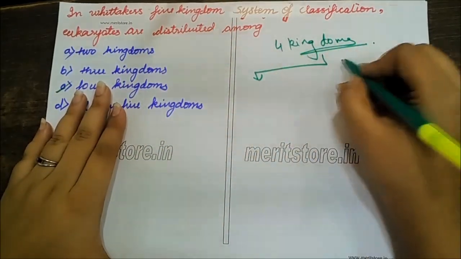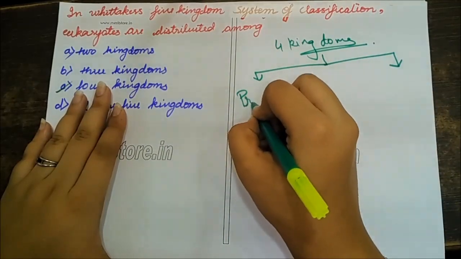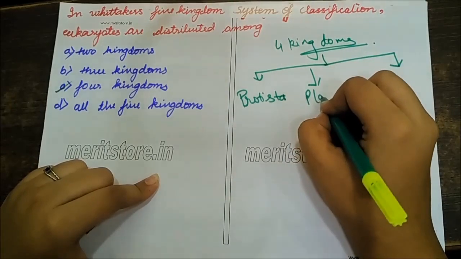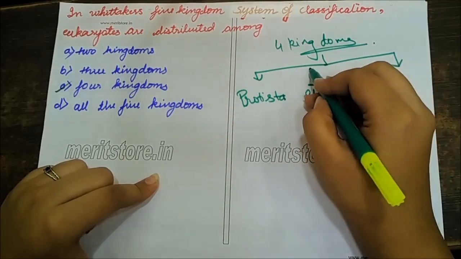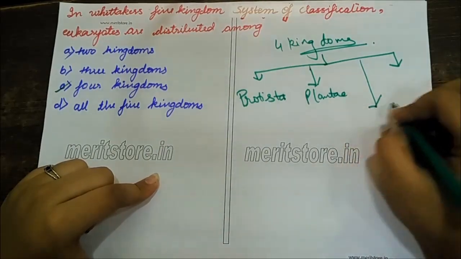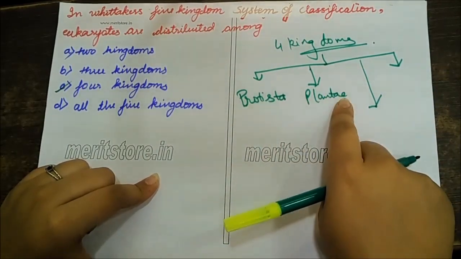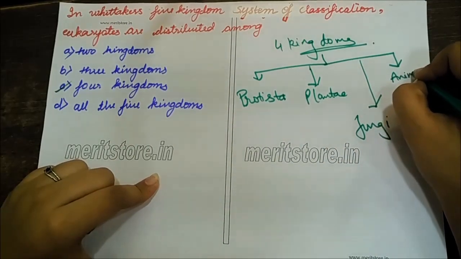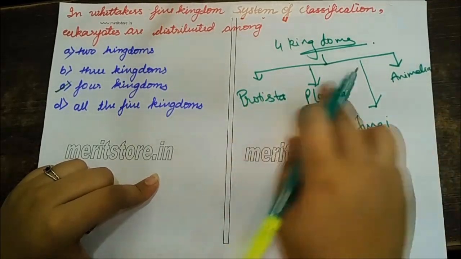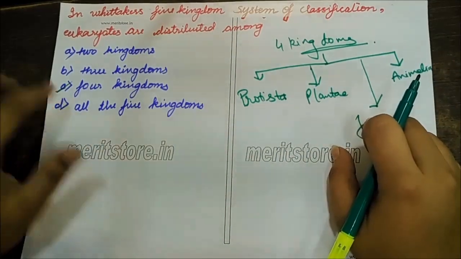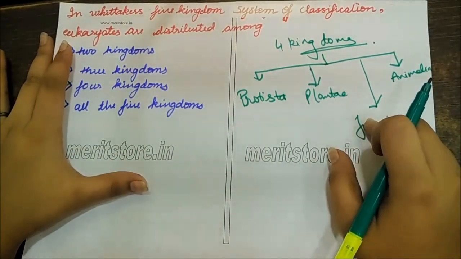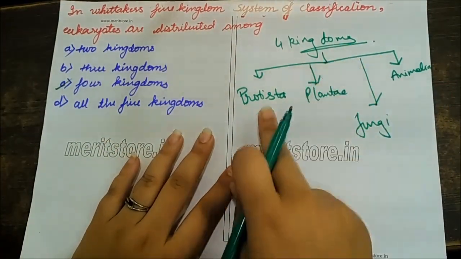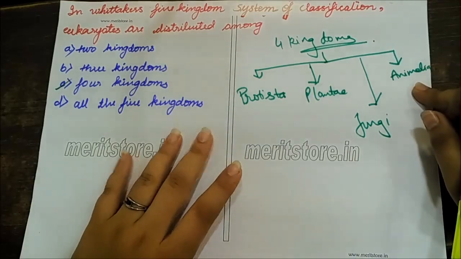Now let's know which are those four kingdoms. Protista, Plantae, Fungi, and Animalia. These are the four kingdoms among which eukaryotes were distributed in Whitaker's five kingdom system of classification. Four kingdoms: Protista, Plantae, Fungi, and Animalia.